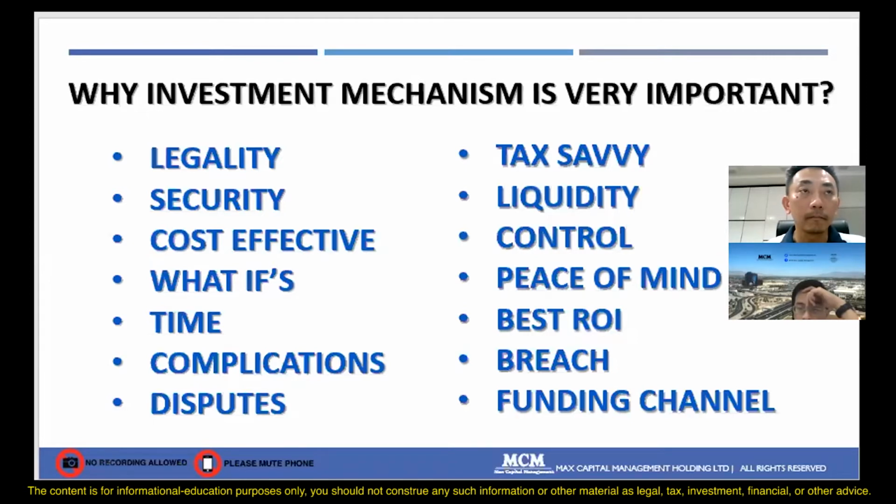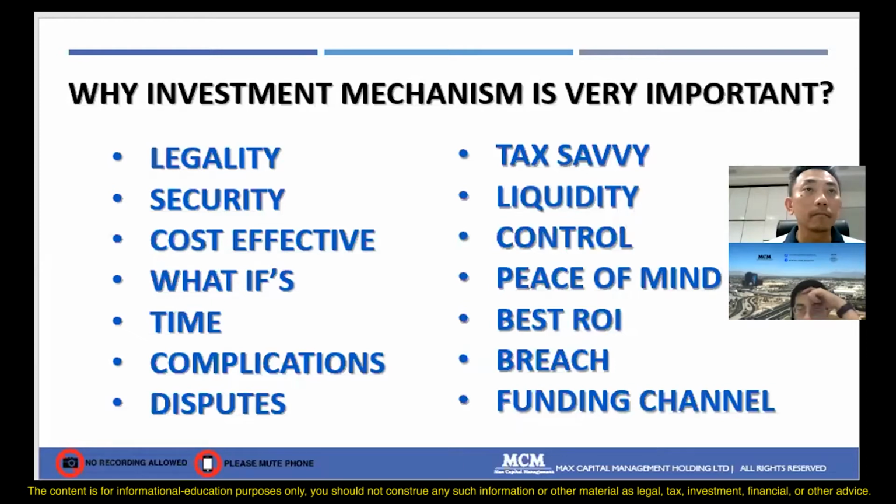And then the peace of mind. For example, in this scenario in MCM, we really have to thank MCM. Without us knowing, we just put in our money and do our own stuff, but MCM is actually doing a lot of work to make sure everything is done properly. So for investors, it's a peace of mind as well.